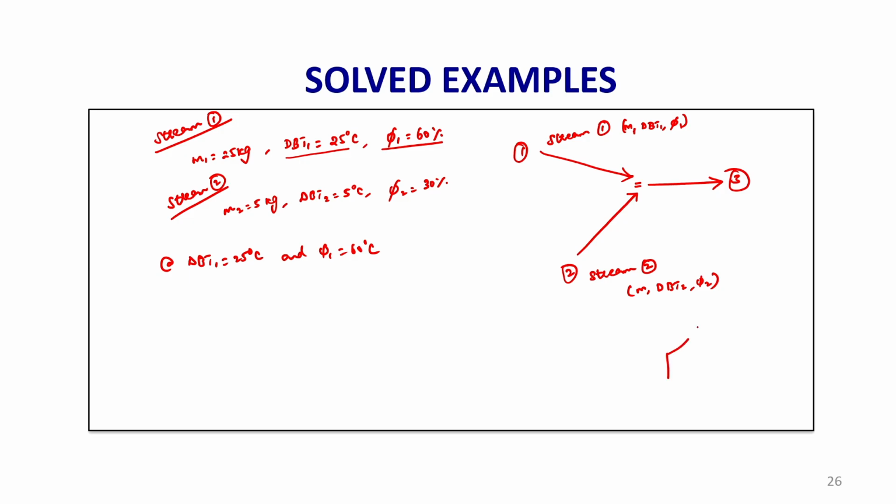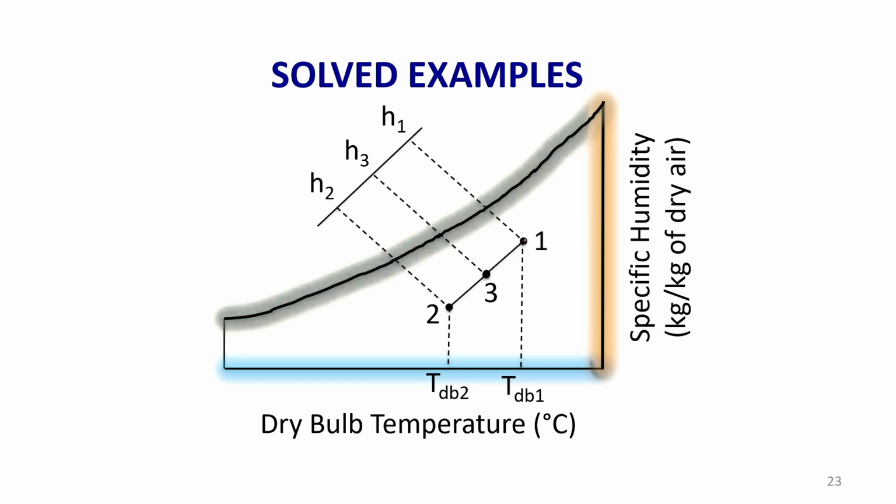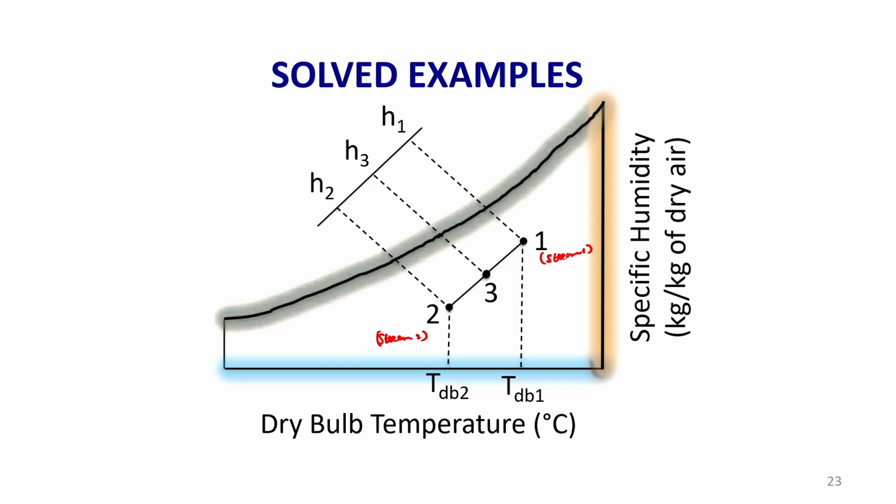So, this is the psychrometric chart, and the enthalpy scale is like this. This is the diagram. This is the condition of the air at stream 1, this is stream 2, and this is point 3, which represents the air after it is mixed, that is stream 3. I can fix this point because I know the dry bulb temperature and relative humidity. Using the dry bulb temperature 2 and relative humidity at 2, I can find out state point 2.